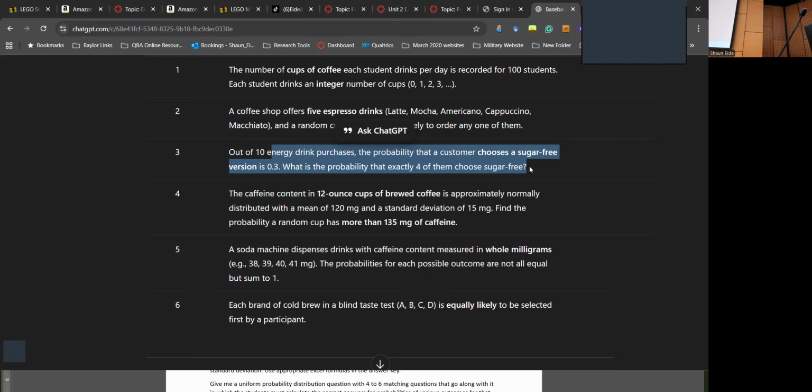Fair enough. Okay, so is ChatGPT perfect? No, we've already found 2 things that they did that I didn't like. Is it wrong? Yeah. But it's really close. Okay. Each brand of cold brew in a blind taste test, A, B, C, and D, is equally likely to be selected by each participant. What is this? Everything's equally likely. Uniform. Okay.